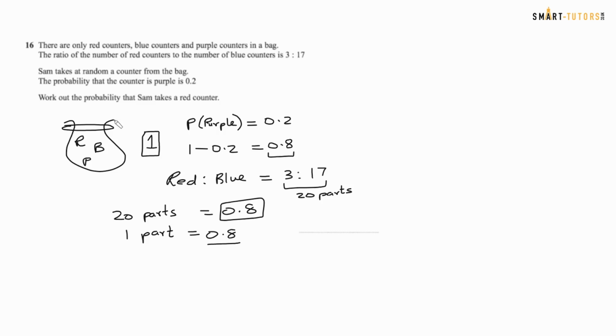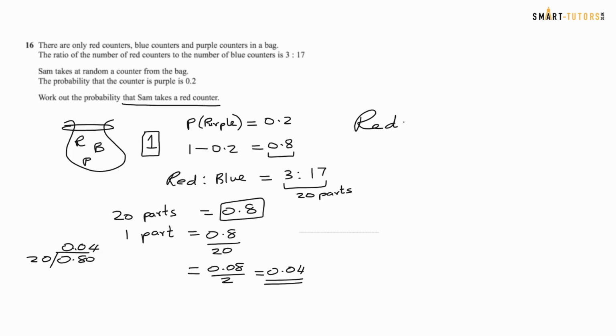So one part is 0.8 divided by 20. So this is a non-calculator paper, how to divide 0.8 by 20. So you can divide 0.8 by 10 first, which is 0.08, then by 2, and that gives 0.04. Or you can divide 0.8 by 20 and you will end up with 0.04 straight away. So whichever method you use, 0.04 is one part.